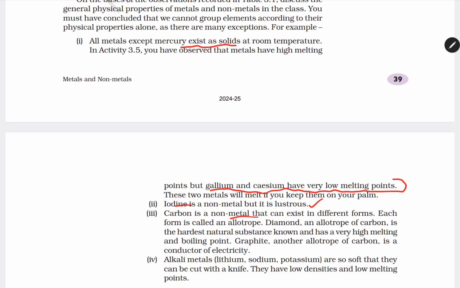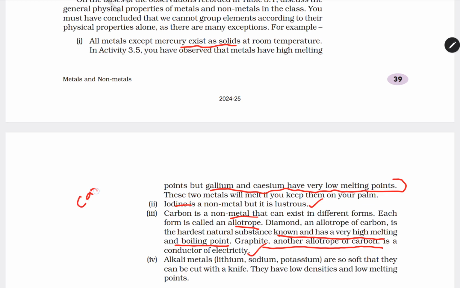Carbon is a non-metal that exists in different forms. It is called an allotrope. Diamond, an allotrope of carbon, is the hardest natural substance known and has very high melting and boiling points. Graphite, another allotrope of carbon, is a conductor of electricity.